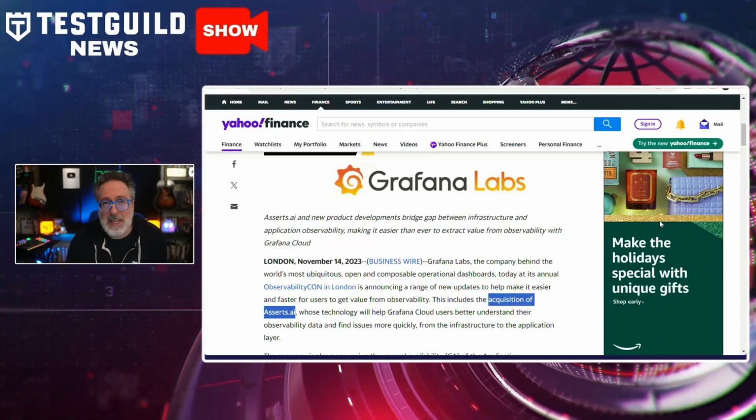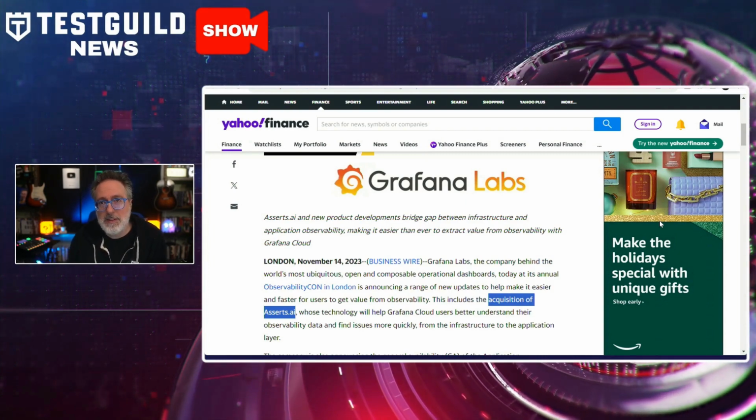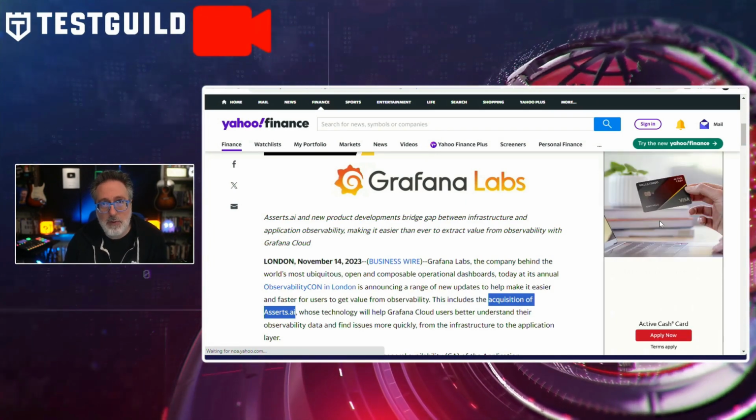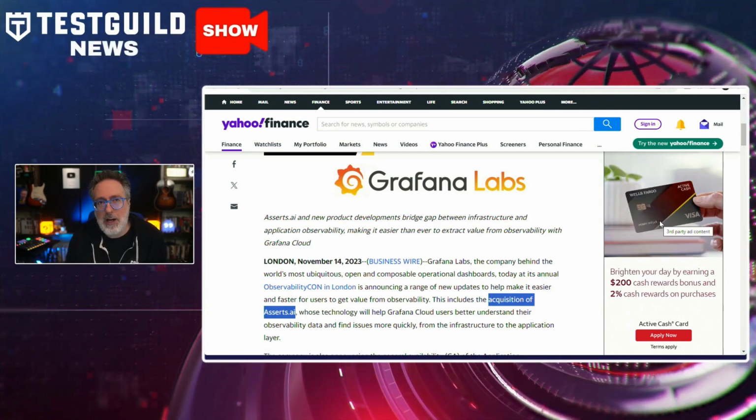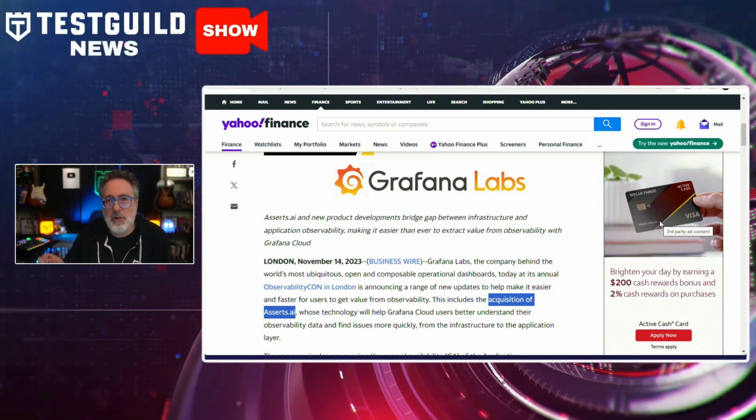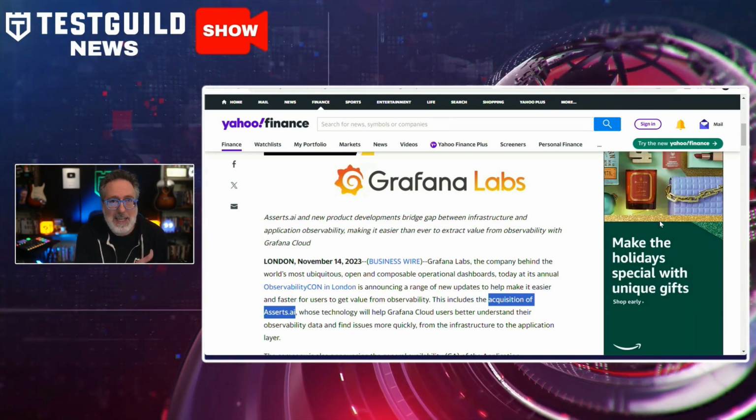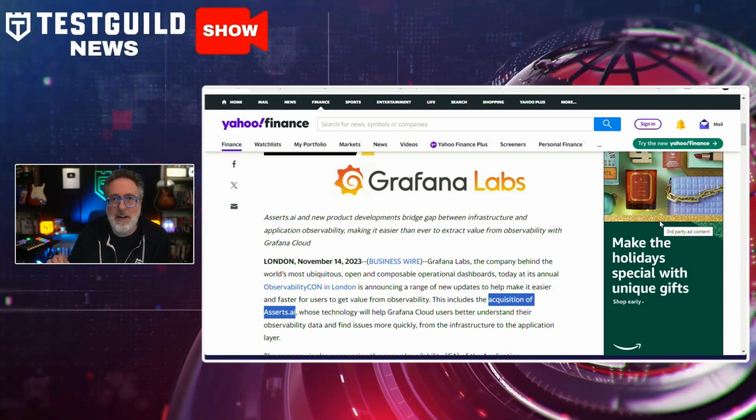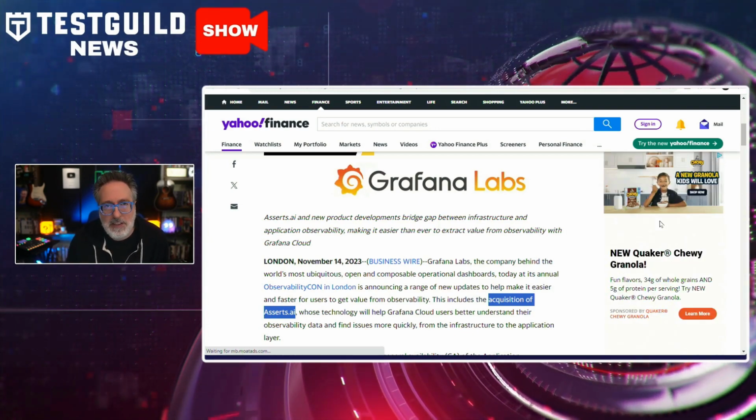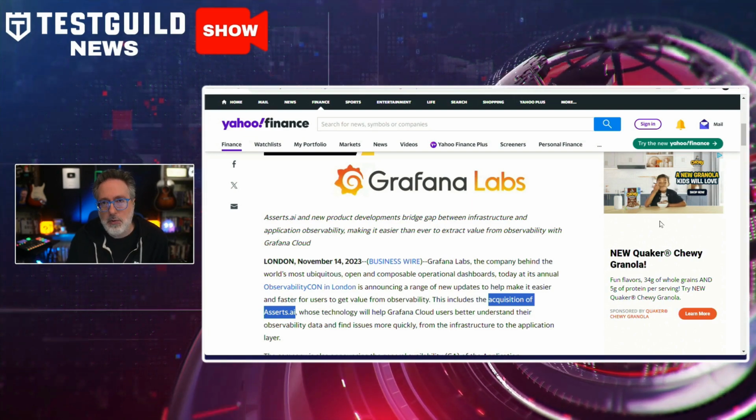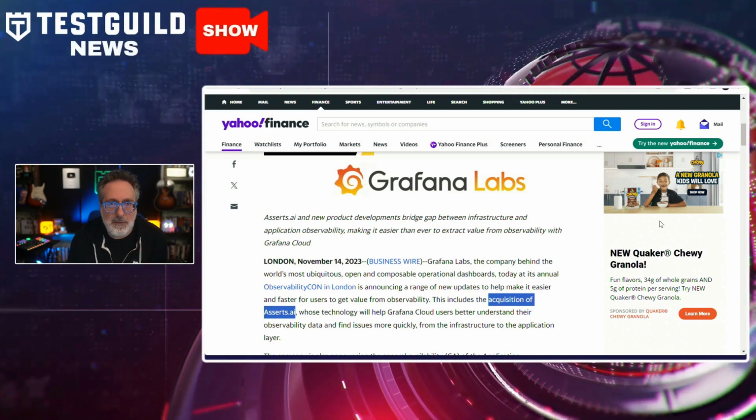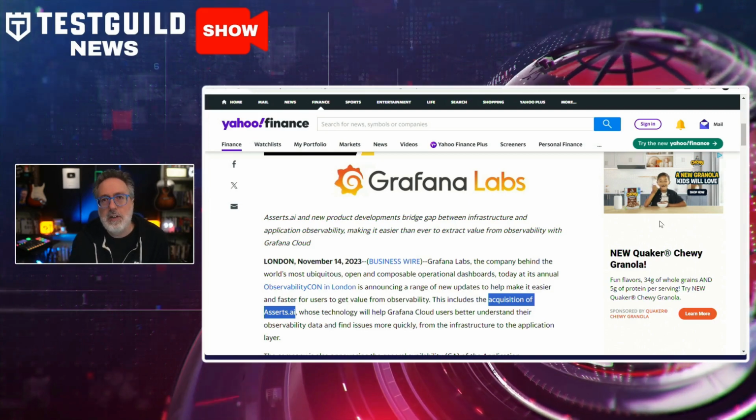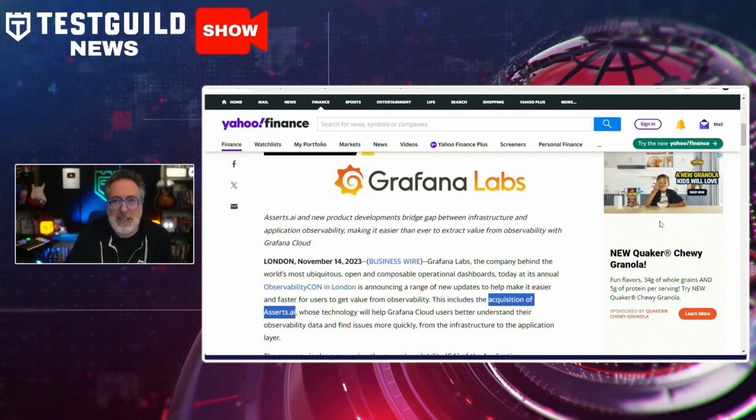So Grafana Labs announced that Asserts.ai, a technology that promises to help users understand and interact with observability data, was recently acquired by Grafana Labs and is set to enhance Grafana's cloud. If you don't know, Asserts.ai's technology provides a contextual layer for Prometheus metrics, offering a set of alerts and dashboards for effective root cause analysis and quicker issue resolution. And this integration is expected to significantly reduce the mean time to resolution of complex application problems.